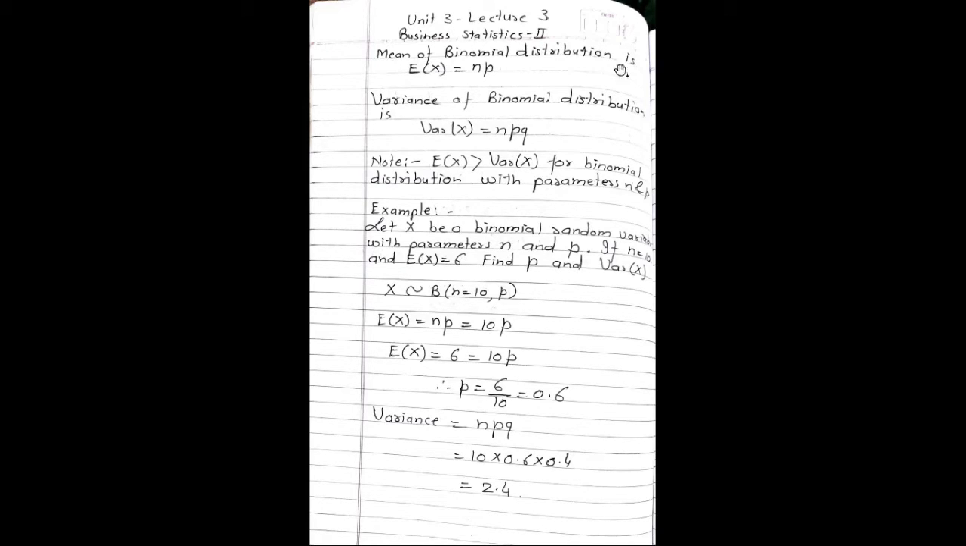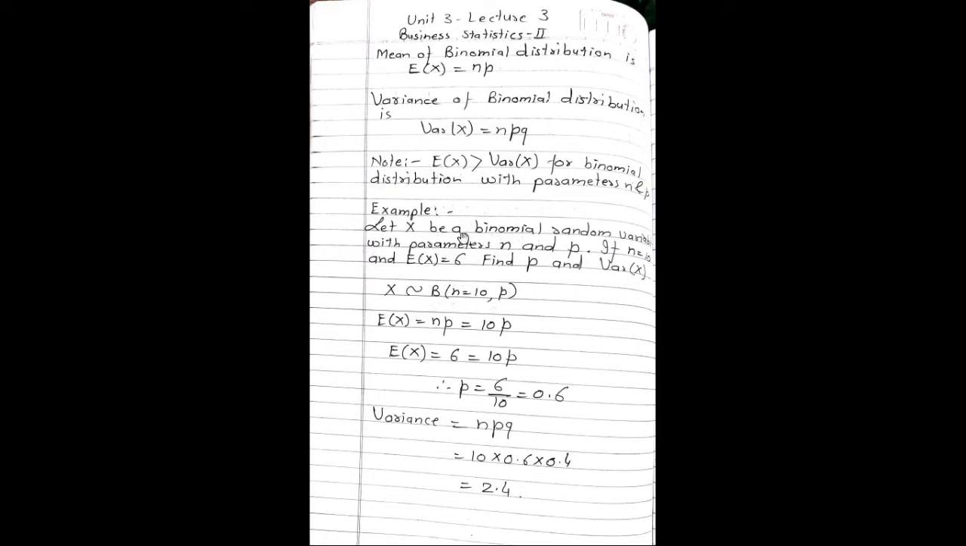Mean of binomial distribution is nothing but expected value of x is equal to n into p. Variance of a binomial distribution is given as variance of x is equal to npq. So we can say that expected value of x is always greater than variance of x for binomial distribution with parameter n and p. See the example.